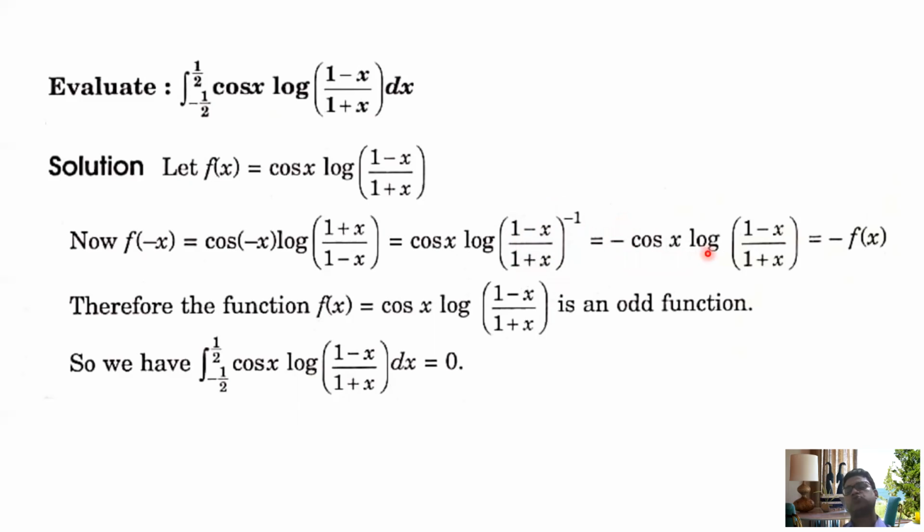So f of minus x is equal to minus f(x). So from here it is clear that the function f(x) equals cos x log of 1 minus x by 1 plus x is an odd function. Therefore we have the integral from minus half to half of cos x log of 1 minus x by 1 plus x dx equal to 0. So sometimes you can find this type of question without any calculation. You can find the answer if you can prove that your function is an odd function. Then, by the extension of property number 7, we can prove the result is 0.